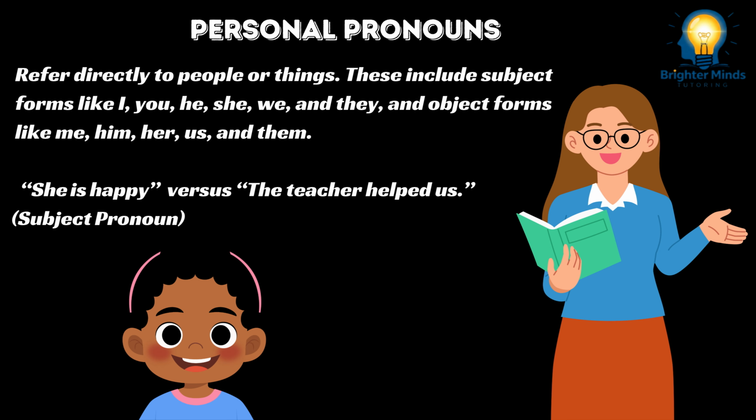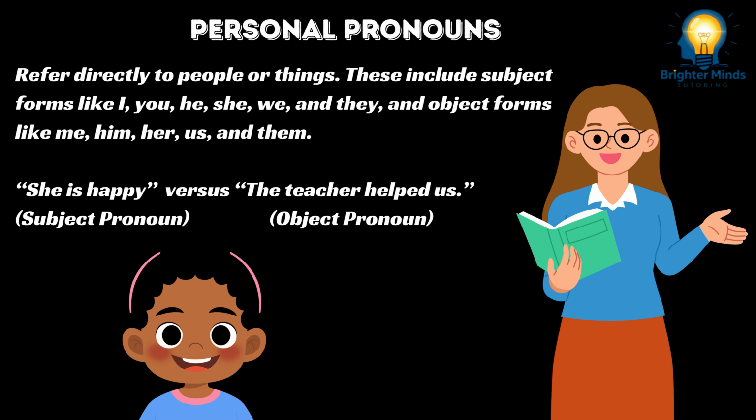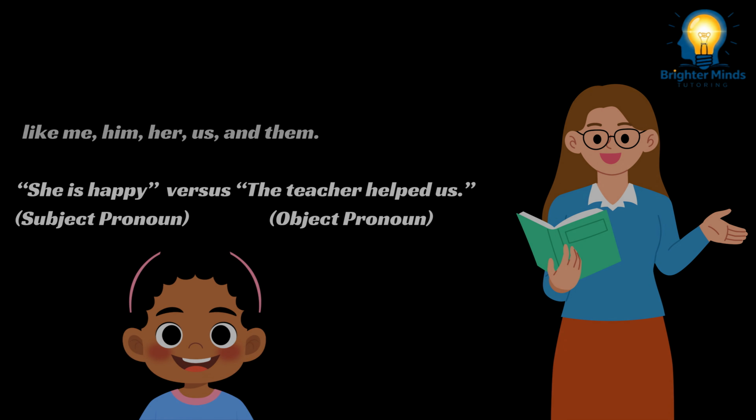The first type we use constantly is personal pronouns, which refer directly to people or things. These include subject forms like I, you, he, she, we, and they, and object forms like me, him, her, us, and them. Subject pronouns do the action, while object pronouns receive the action, such as in she's happy versus the teacher helped us. Personal pronouns change depending on who we are talking about, how many people there are, and what role they play in the sentence.